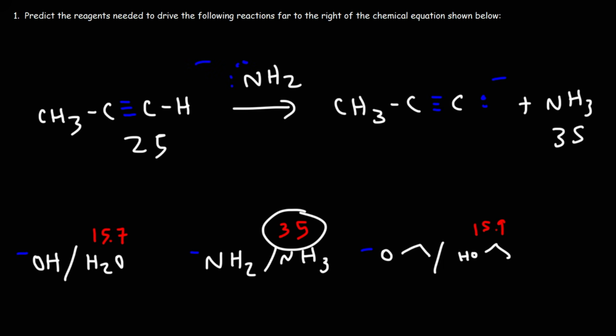Hydroxide is not strong enough. The pKa of water doesn't exceed the pKa of the terminal alkyne. The pKa of ammonia does. So we need to use NH2 minus to remove that terminal hydrogen.